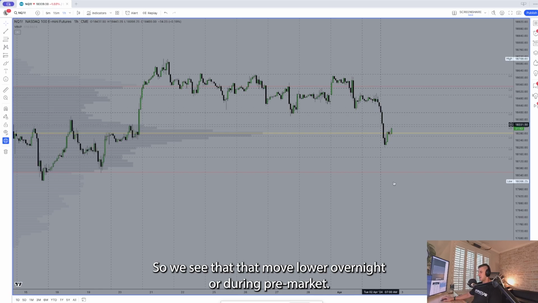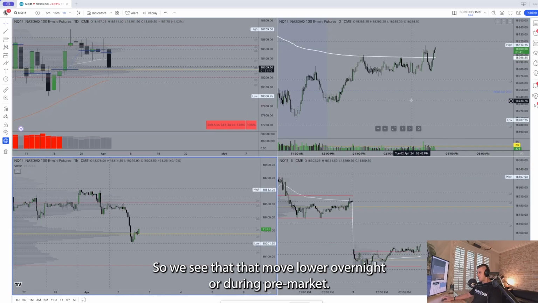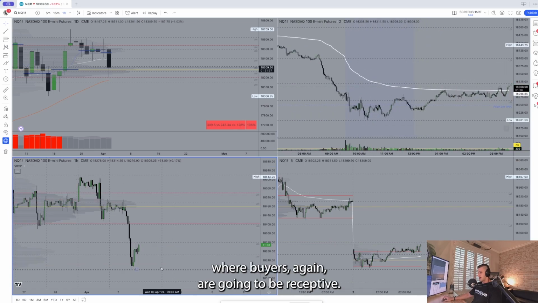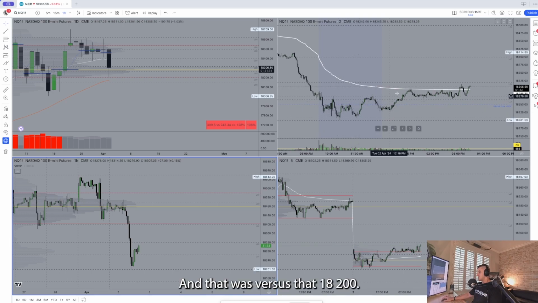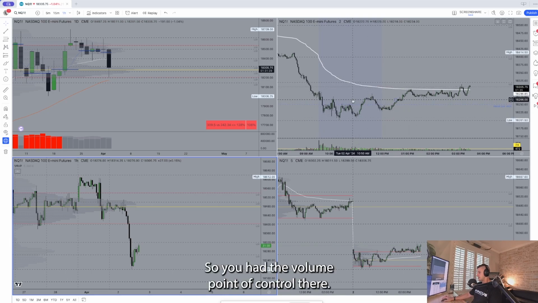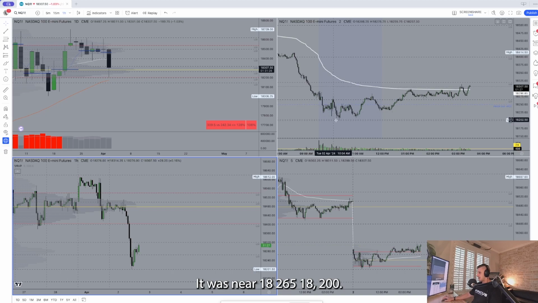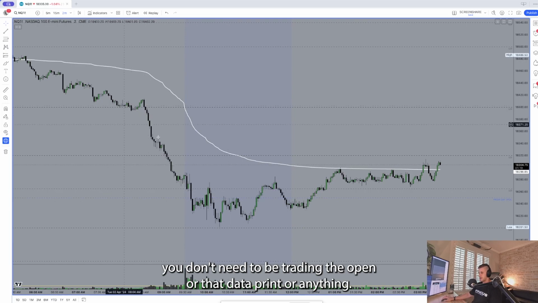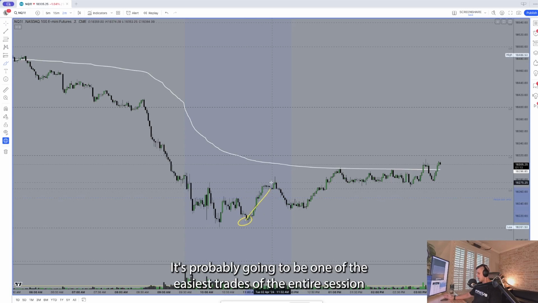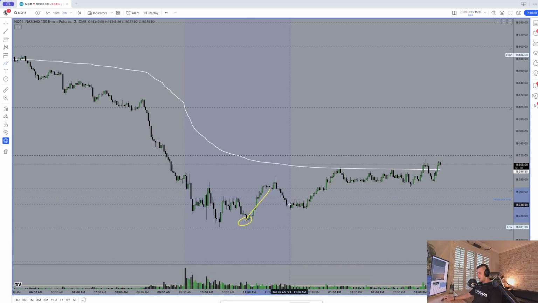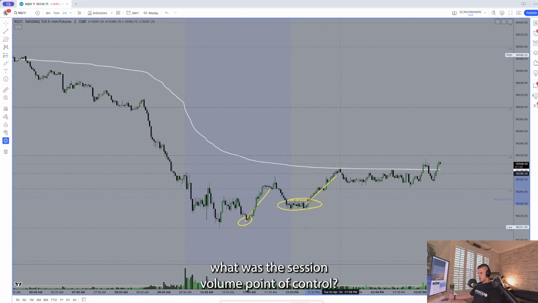So we see that move lower overnight or during pre-market, and we want to be looking for an area where buyers, again, are going to be receptive, and that was versus that 18,200. So you had the volume point of control there. It was near 18,265, 18,200. You mark the low. Pretty good action following that, right? And you don't need to be trading the open or that data print or anything. You could just wait for a higher low to develop right through here. It's probably going to be one of the easiest trades of the entire session. Or later in the morning, if you want to get long versus what was the session volume point of control, another phenomenal long.